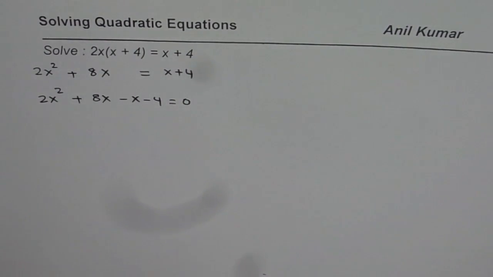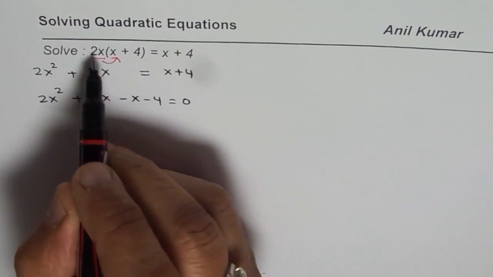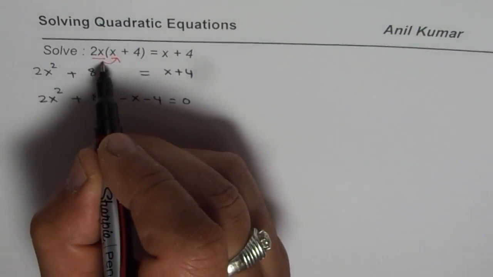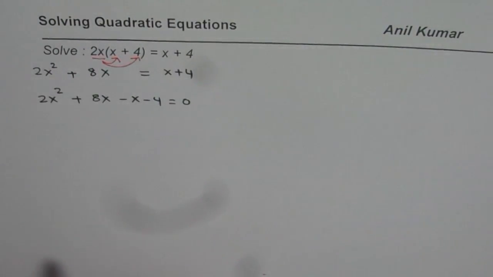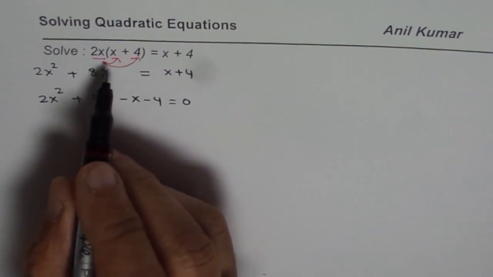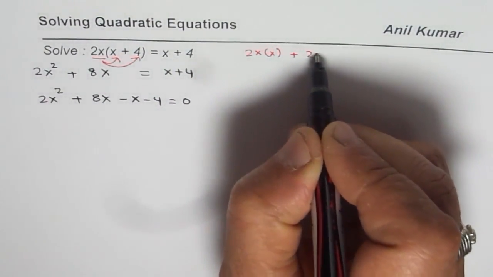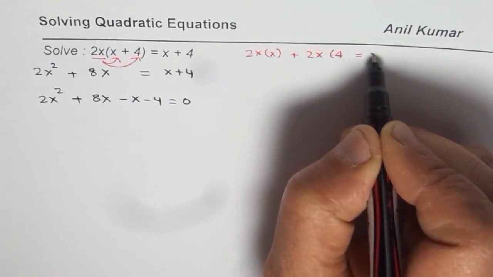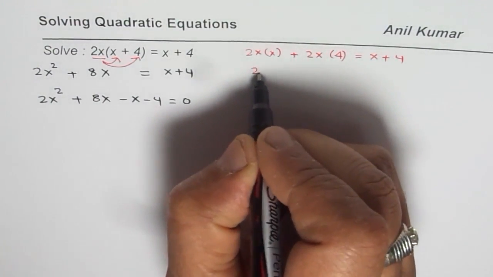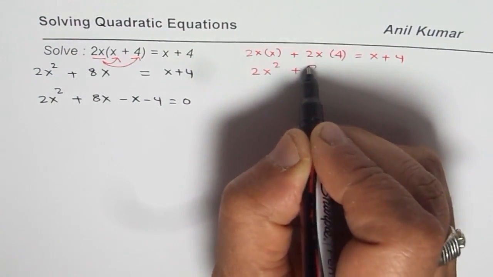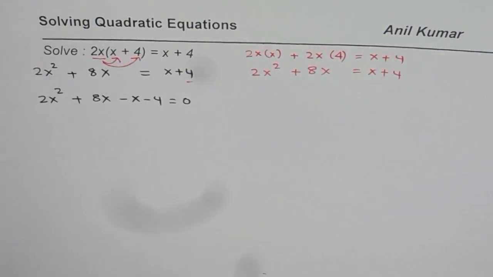I hope the first step is clear to you. We multiplied 2x with both the terms, right? So 2x times x gave us 2x squared, and then 2x times 4 gave us 8x, correct? That is what we did. At times you may write the first step as 2x times x plus 2x times 4 equals x plus 4, and then you could write this as 2x squared plus 8x equals x plus 4, right? So that is what we get.